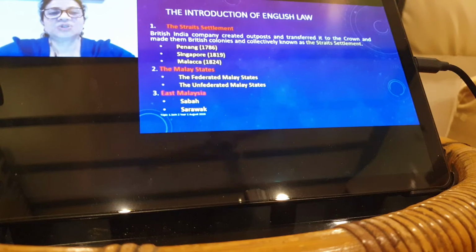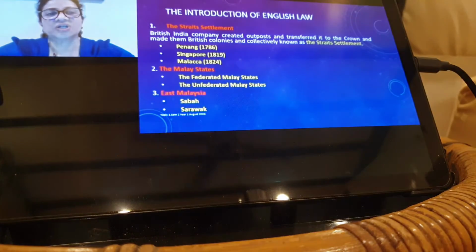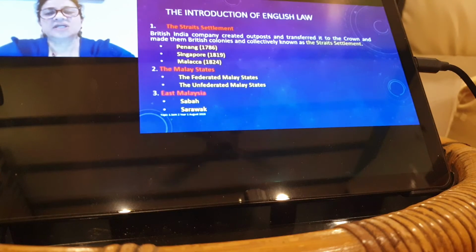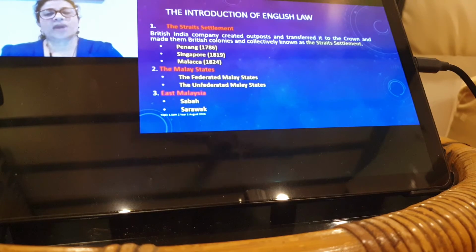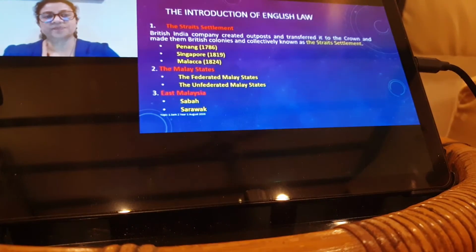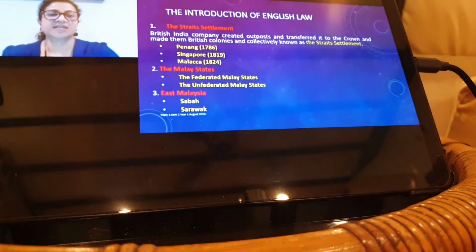So the Straits Settlements existed when the British spread their powers to Penang, subsequently Singapore and Malacca. These three together make up the Straits Settlements, and we are going to look at the influence of the British in these three states.